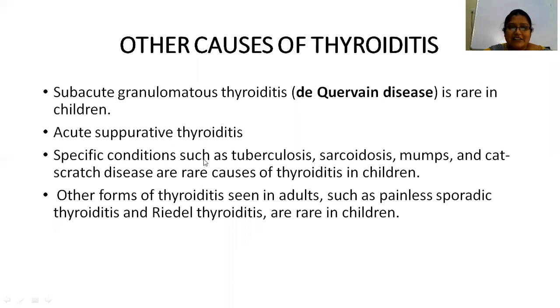And then other conditions which present with thyroiditis are tuberculosis, sarcoidosis, mumps, and cat scratch disease. They are rare causes of thyroiditis in children. Okay. Other forms of thyroiditis seen in adults, like Riedel's thyroiditis, are rare in children.